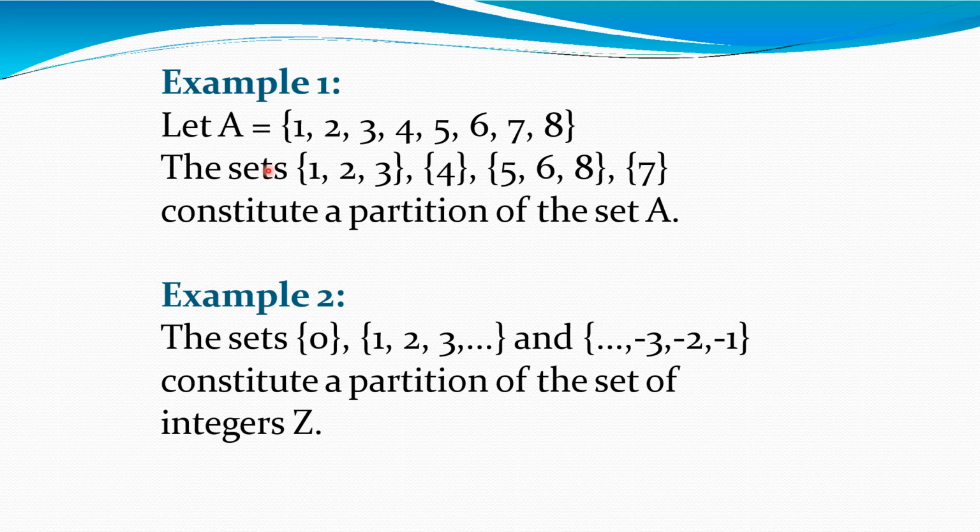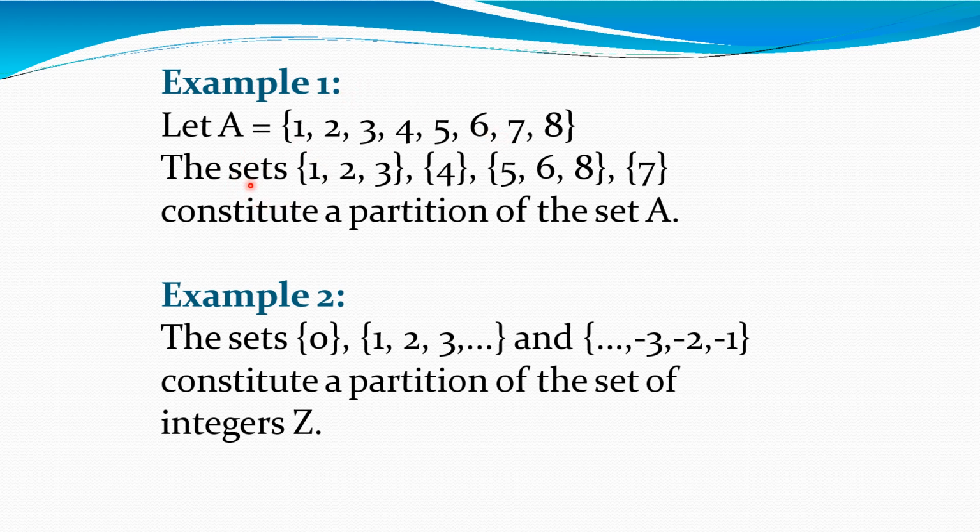Now see, the set A is equal to {1, 2, 3, 4, 5, 6, 7, 8}. Now, if you consider the sets {1, 2, 3}, {4}, {5, 6, 8}, {7}, all these four are subsets of A. All are non-empty. Then the union of {1, 2, 3}, {4}, {5, 6, 8}, {7} is nothing but {1, 2, 3, 4, 5, 6, 7, 8}, which means the entire set A.